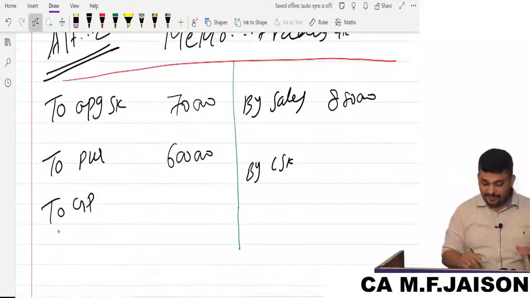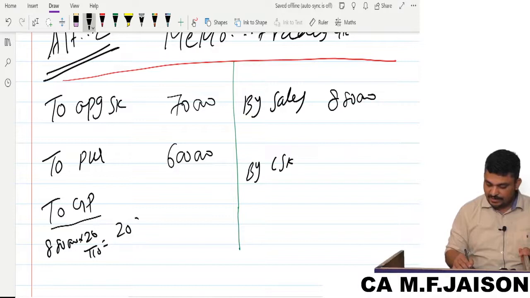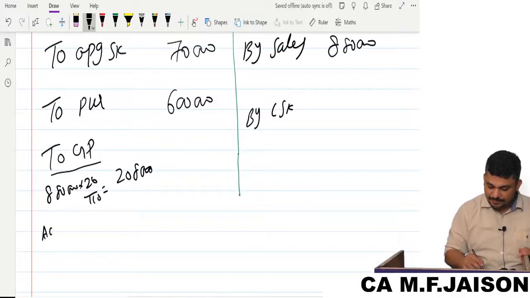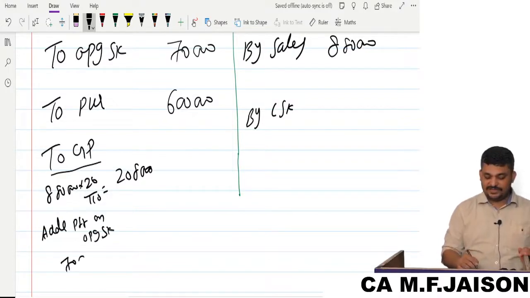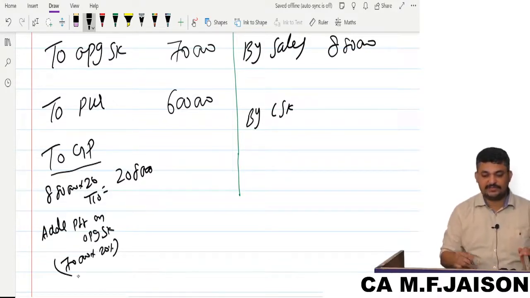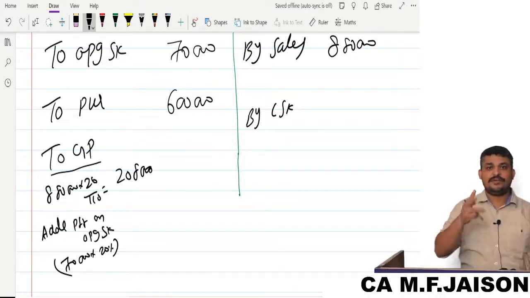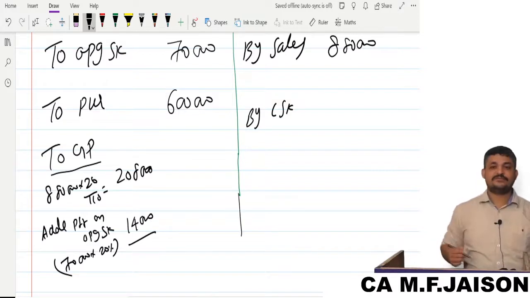If you are very careful, first it is 8,80,000 into 26 by 110, and you got 2,08,000. Then the additional profit on opening stock. How much is that? 70,000 into 20%. What is 70,000 into 20%? This year, if I had purchased it, I should have paid an extra 20%, no? That is what you have considered, but that is actually a profit to us, and you should understand that. So what is the total profit?